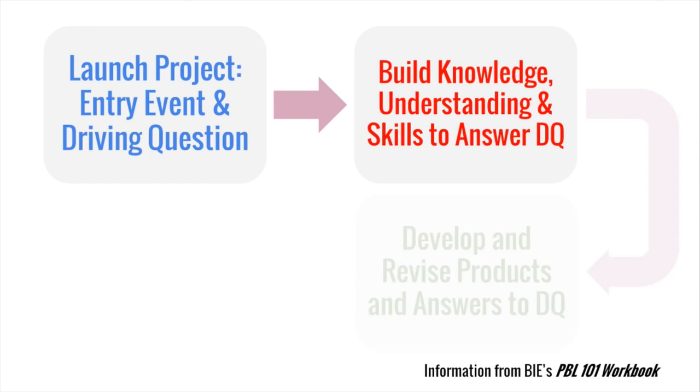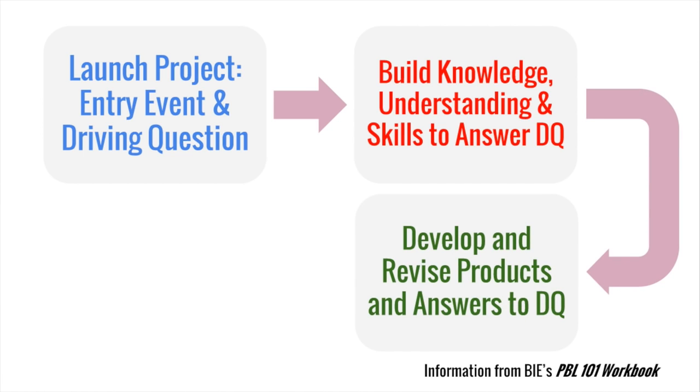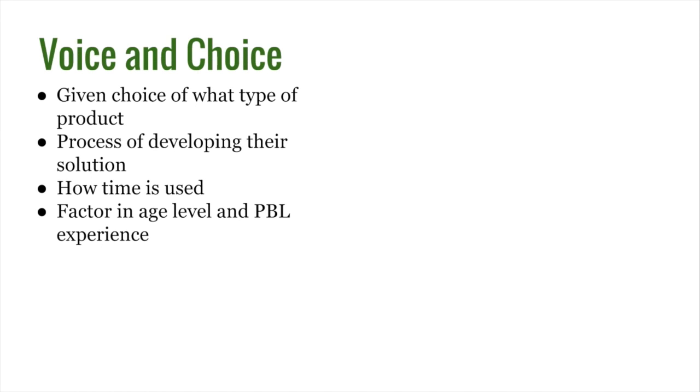The next phase of the project flowchart is develop and revise products and answers to the driving question. Students having voice and choice makes the project more meaningful. This includes how they work, how they use their time, and also what they create. Students can choose to develop media kits, web pages, brochures, or even public service announcements. It is important to note that the amount of voice and choice you give your students really depends on their age level and their PBL experience.